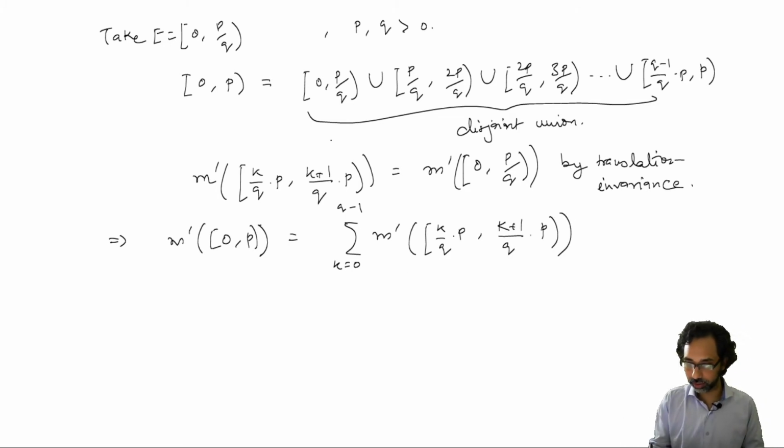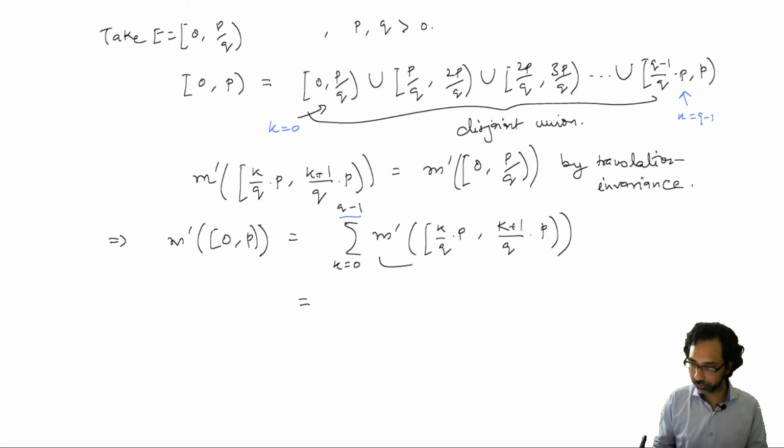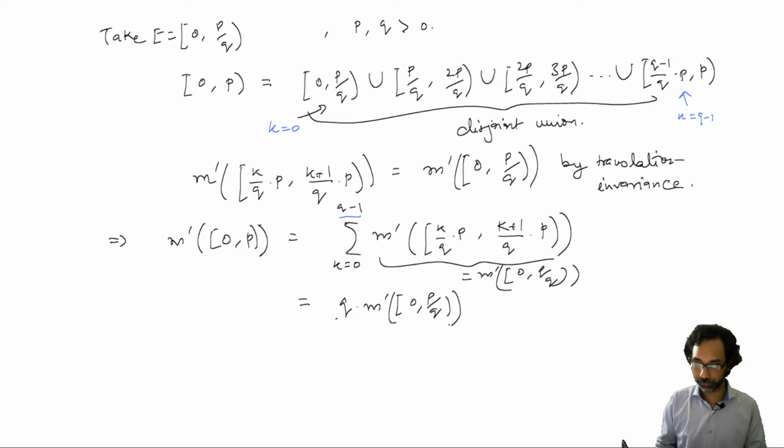So it begins at this interval. When k equal to 0, you will get 0 to p by q, and at the end when k equal to q minus 1, you will get this interval, which is q minus 1 over q times p to p. Now each of these is equal to m prime of 0 to p by q. So therefore, since you have q as many terms, you will have q times m prime of 0 to p by q.